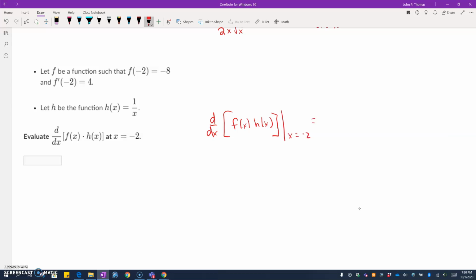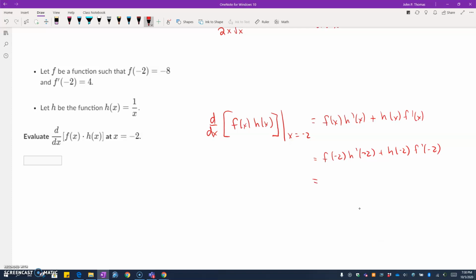First thing we're going to do is take the derivative in general terms. So we've got a product rule, which is first d second plus second d first. So I've got f of x, h prime of x, plus h of x, f prime of x. Now we're curious about negative 2, so we're going to plug that in: f of negative 2, h prime of negative 2, plus h of negative 2, f prime of negative 2.